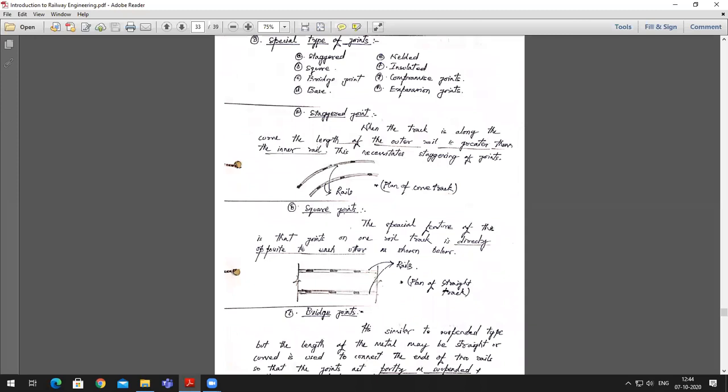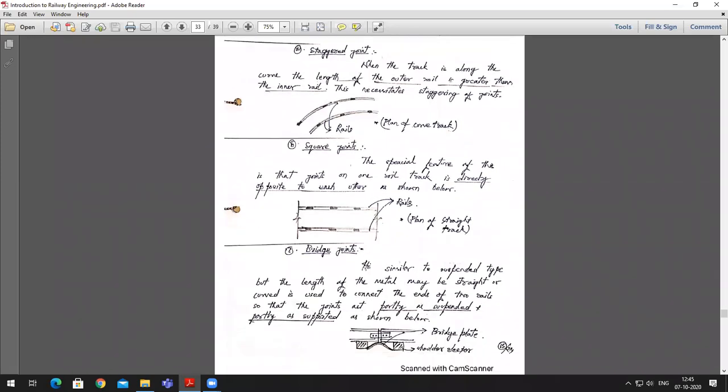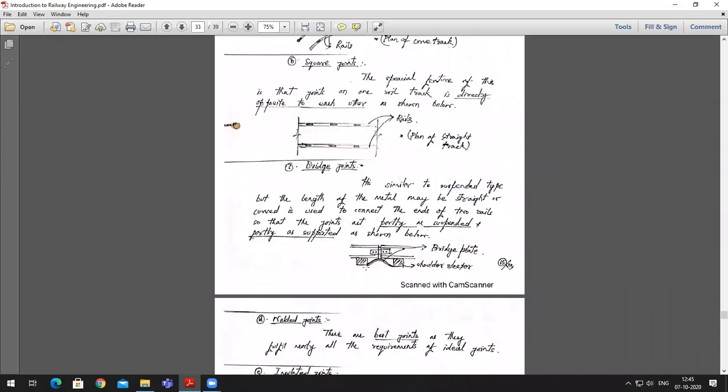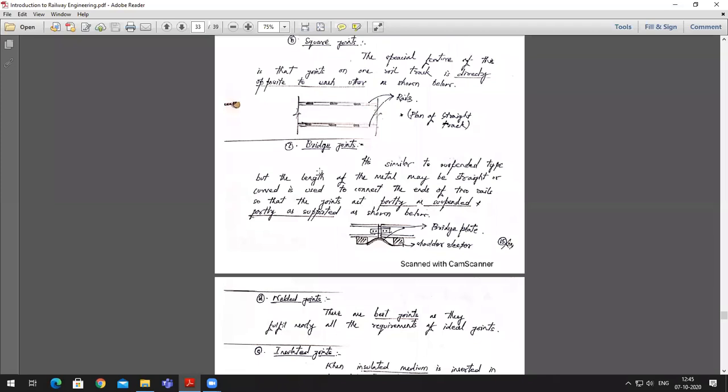Next is the square joint. On a straight railway track, you can see on the outer rail the joints, and when compared to the inner rails, the joints will be placed in front of each other, just parallel to each other. Such kinds of joints are called square joints. Next, you have the bridge joint.